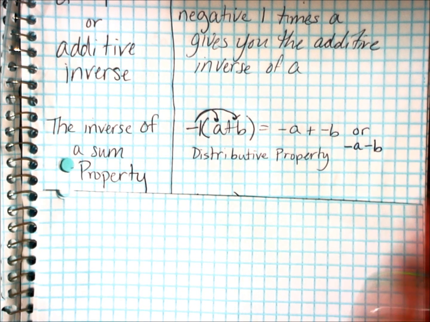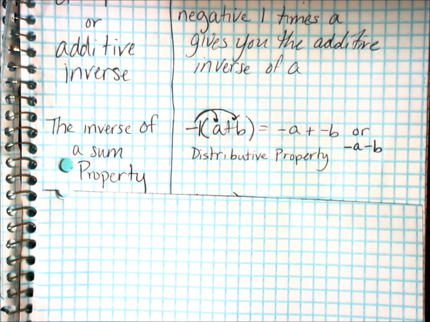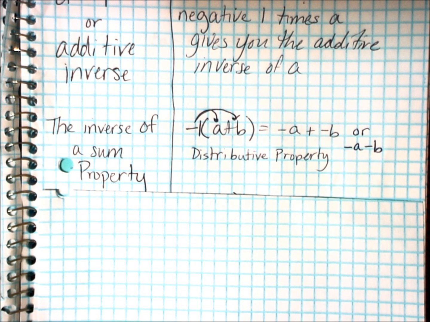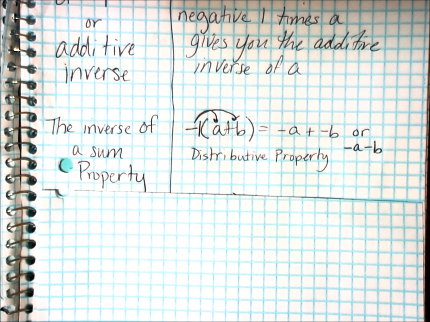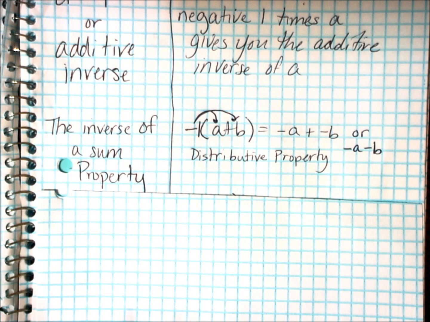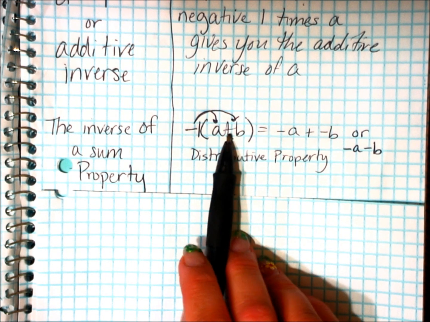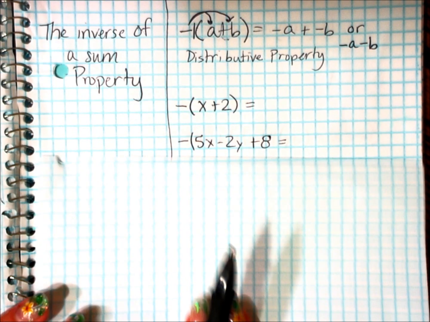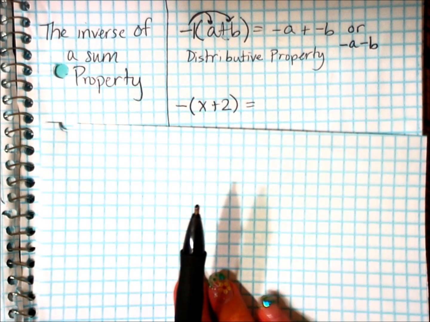So I don't expect you to remember exactly this name, the inverse of a sum property, but it's basically just remembering that anything outside of the parentheses would be distributed inside if it's addition or subtraction inside the parentheses. All right, so let's do a couple problems together.